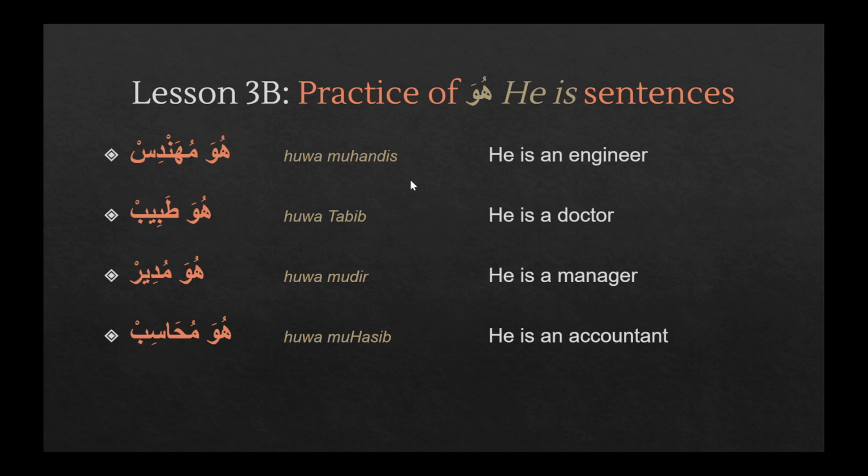هو مهندس. He is an engineer. هو طبيب. He is a doctor. هو مدير. He is a manager. هو محاسب. He is an accountant. Again, you can form many sentences using هو by applying the vocabulary you've learned.